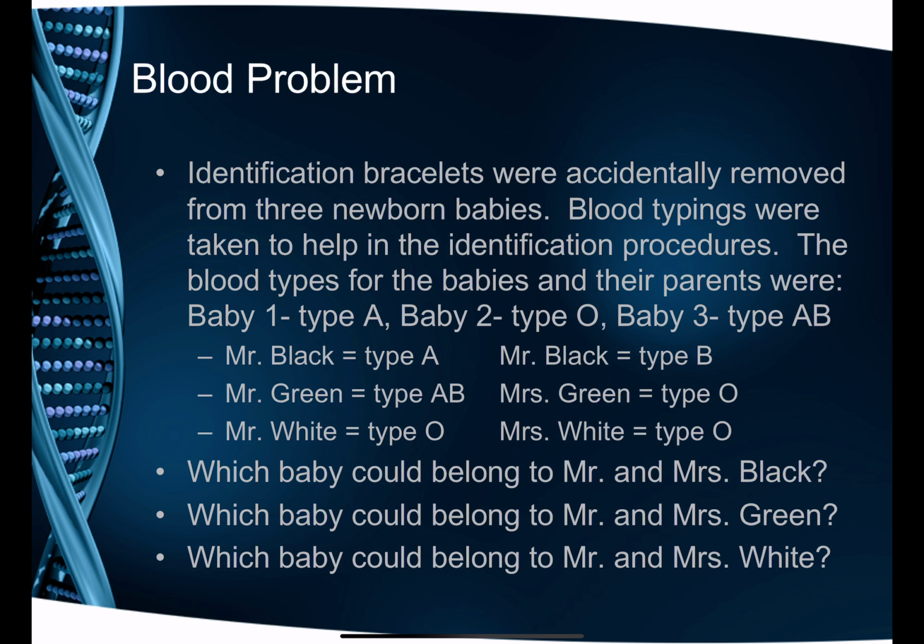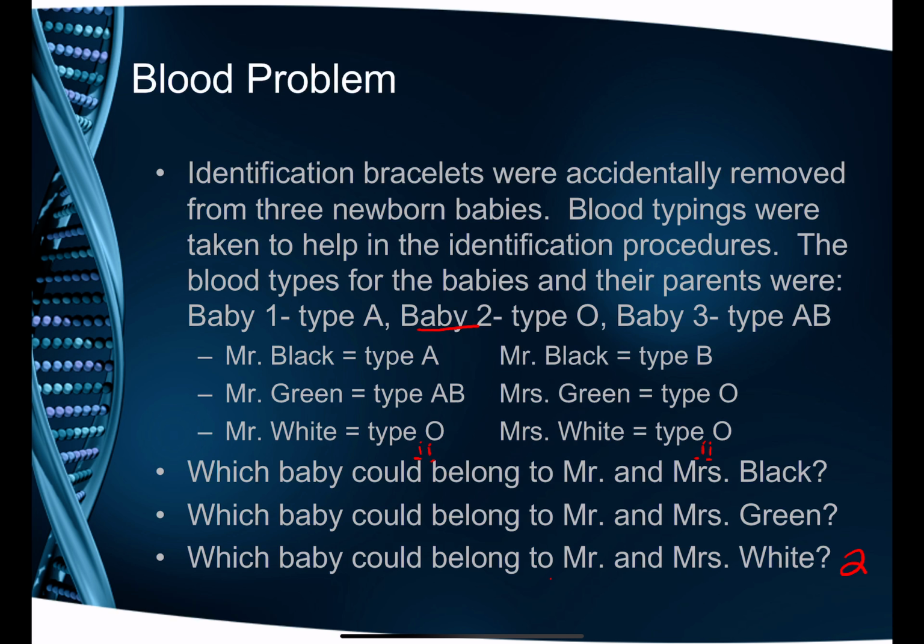So, if Mrs. White and Mr. White are both type O, then they both have to be little i, little i. Okay? So for them, there's really only one baby that they could have. That would be baby 2, who is going to belong to the Whites because it also has type O blood, and they both only have a little i to give. All right.